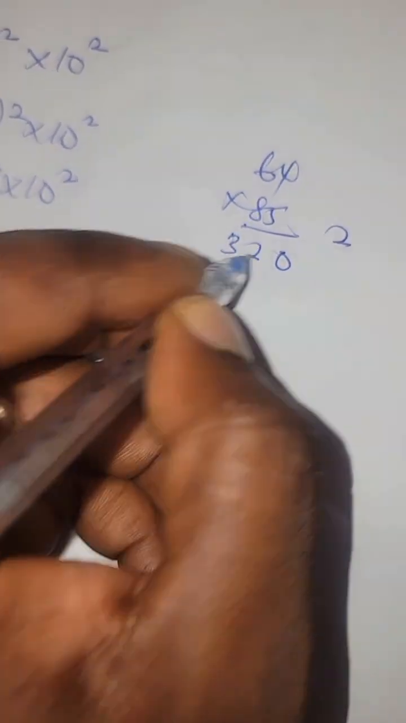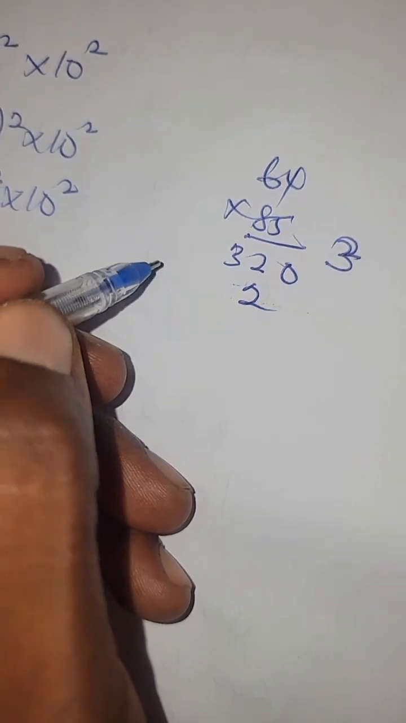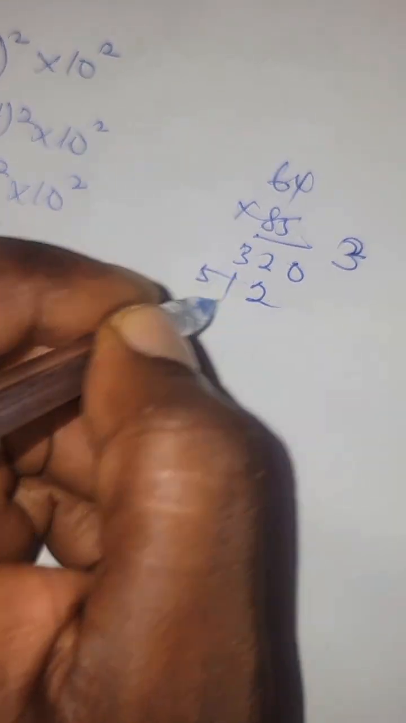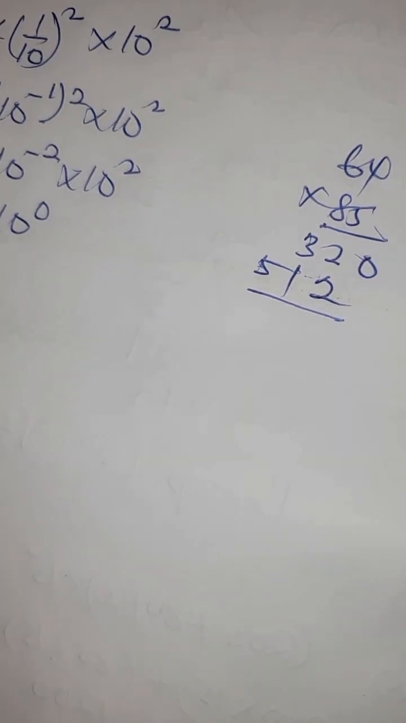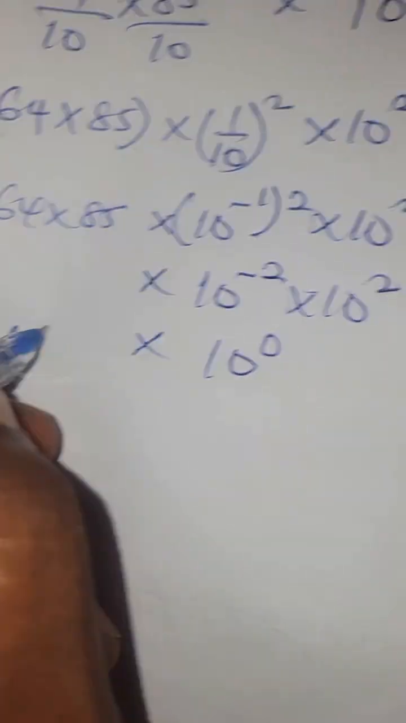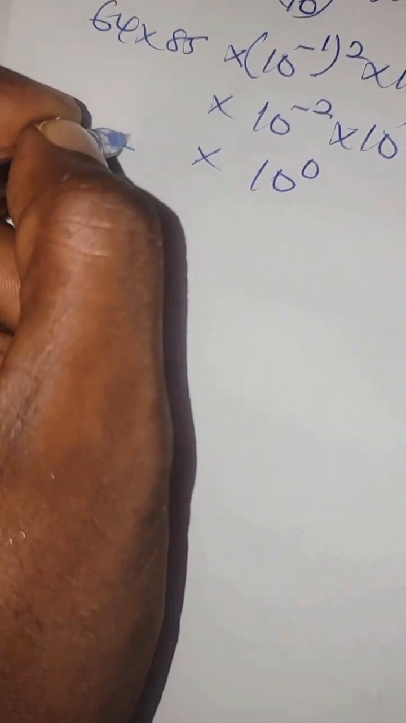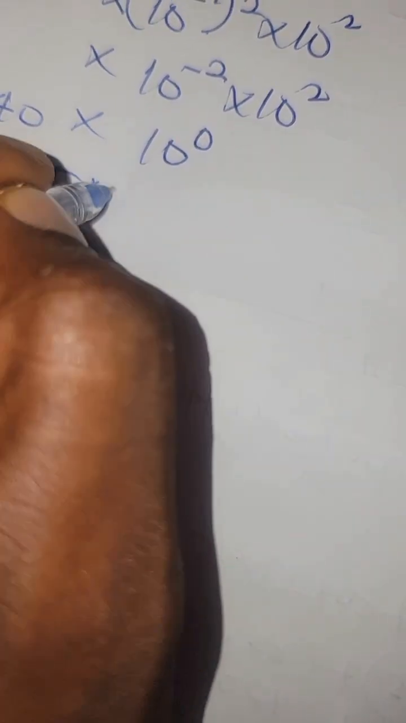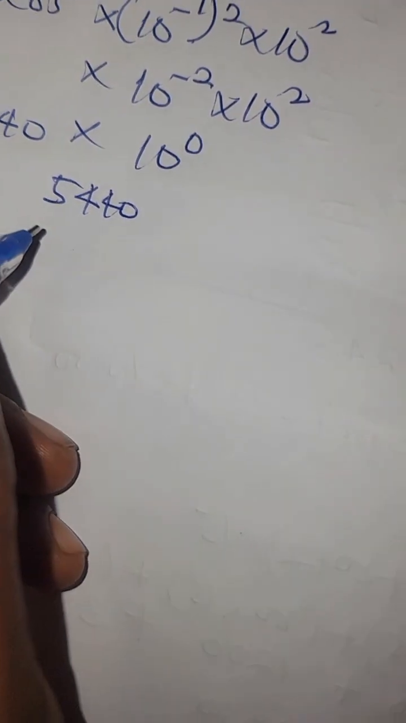5 times 4 is 20. 5, 6, 30, 32. 8, 4, 32. 8, 6, 48, that's 51. So that's going to be 5440 times 10 index 0, which is 1. So that's 5440. So what do we do here?